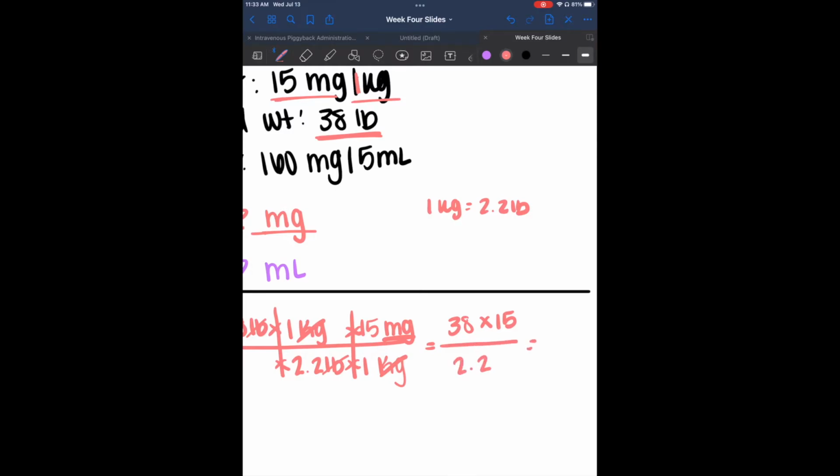So we have 38 times 15. It's going to give us 570 divided by 2.2. And that is going to give us, in the calculator, 259.09090909, and so on. So remember, it's more than 1 milligram we're giving, so we're going to round this to the nearest tenth. So 259.1 milligrams is the dose that this child's receiving.